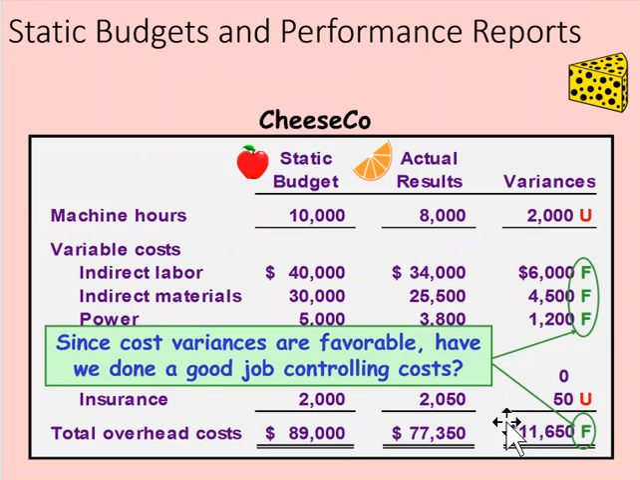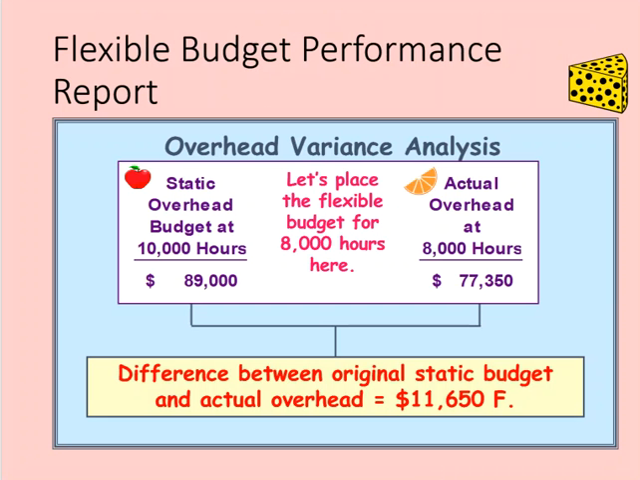So with this 11,650, how do we know how well Cheeseco has done at controlling costs? Have they done a good job or not? I mean, we projected 89,000 in costs and they came in at 77,350. Now the best way to go about and determine that is to insert a flexible budget at 8,000 machine hours. So we want to figure out exactly what expenses would have been projected at 8,000 machine hours so we can compare apples to apples or oranges to oranges.